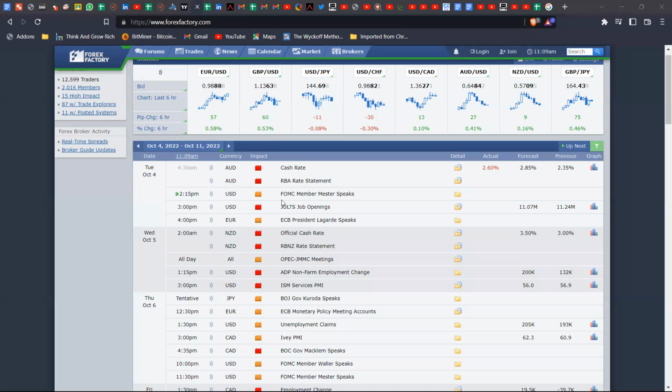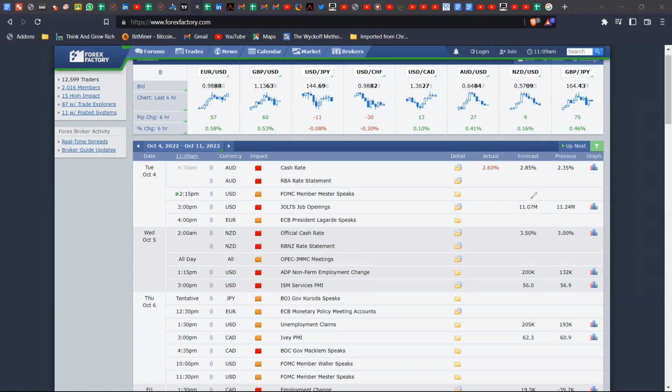Also, by 3 p.m., we'll be having the job openings from the US. You could see it here. That is also going to be a metric to pay attention to, because it looks at the job openings, the available jobs, and the available market for them. It's expected to come out at around 11.07 million. It was previously 11.24 million. So we're expecting a drop in that. We'll see how it comes out.